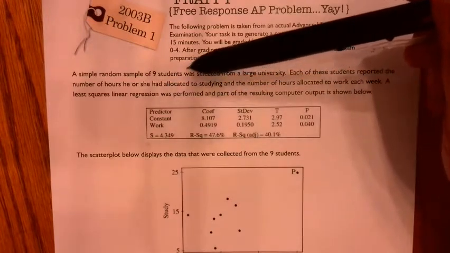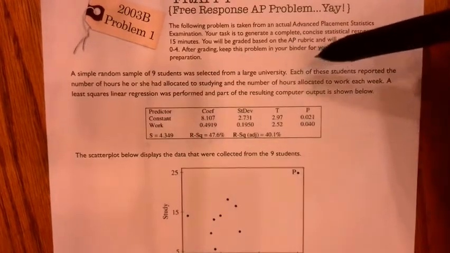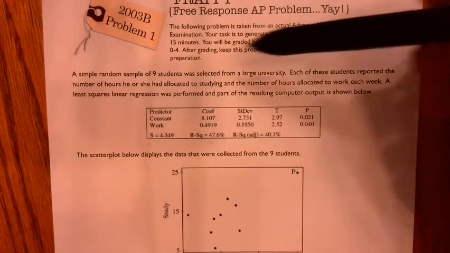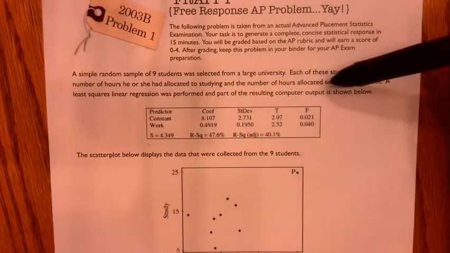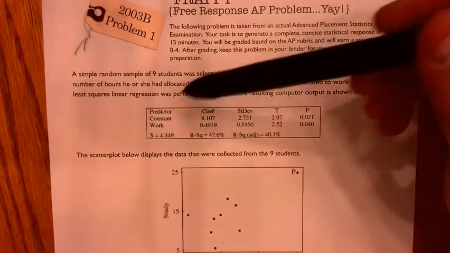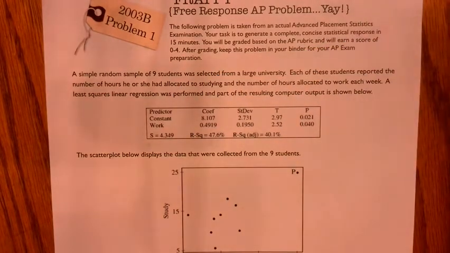A simple random sample of 9 students was selected from a large university. Each of these students reported the number of hours he or she had allocated to studying and the number of hours allocated to work each week. A least squares regression was performed, and part of the resulting computer output is shown below.